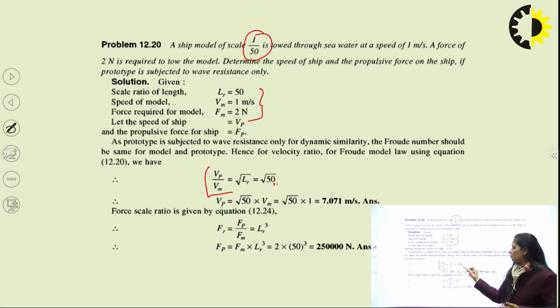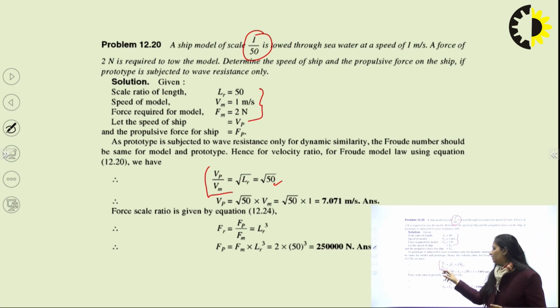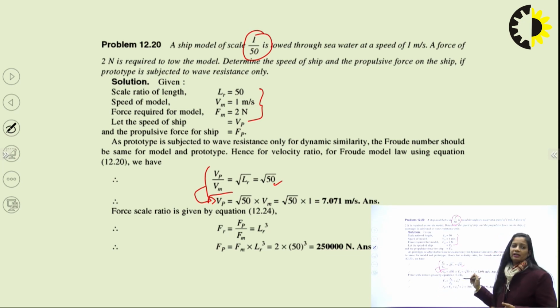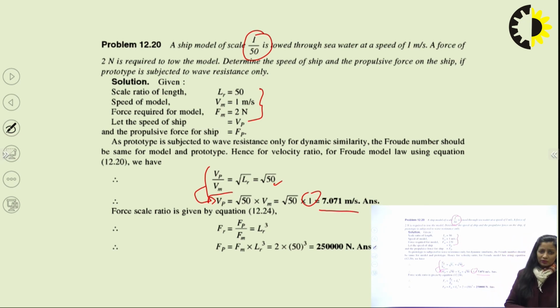LR, the length scale ratio, is given as 50. You solve it: Vp is root over 50 multiplied by Vm. Vm is 1. So finally the velocity in the prototype will be equal to 7.071 meter per second.